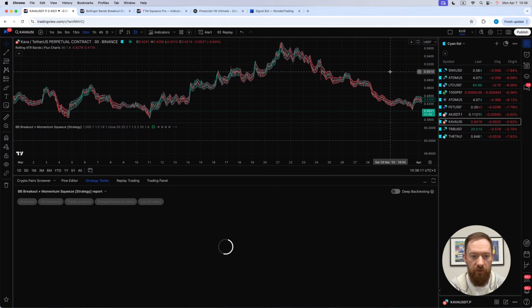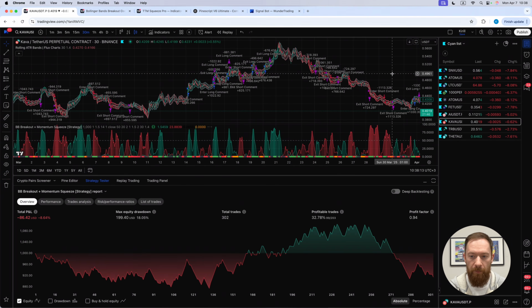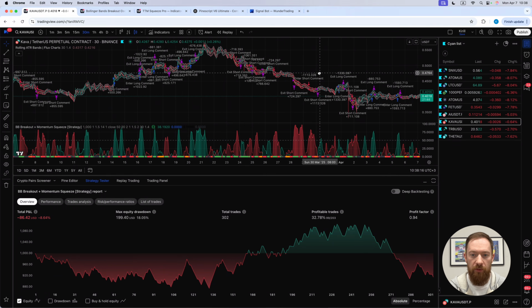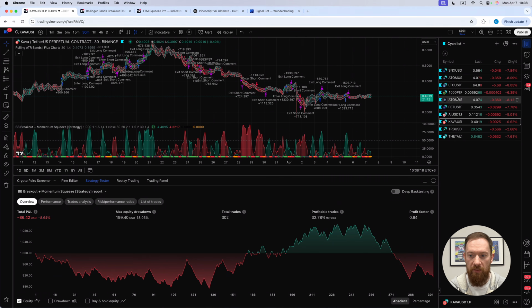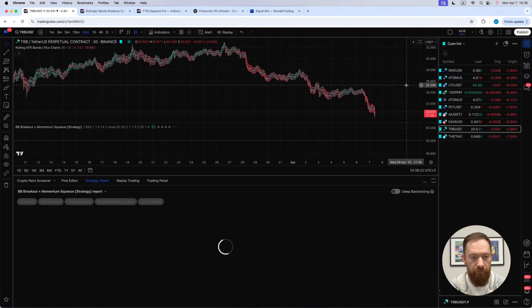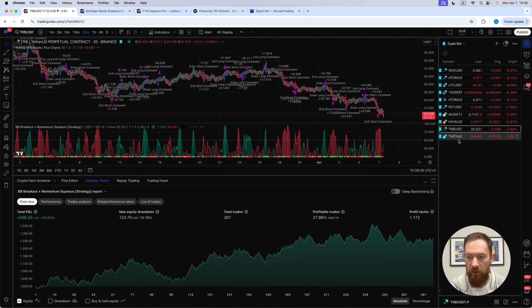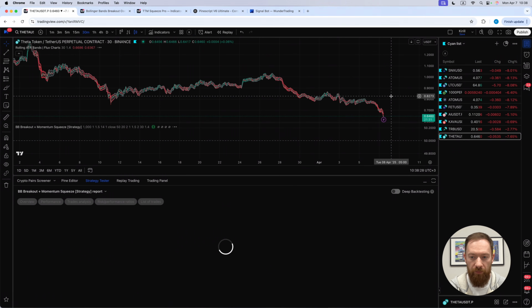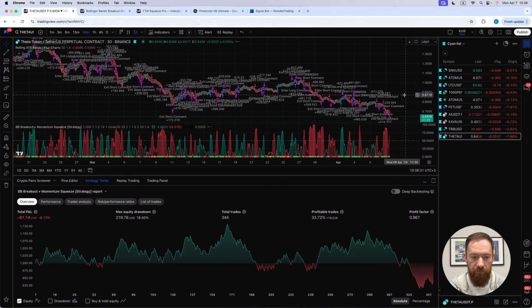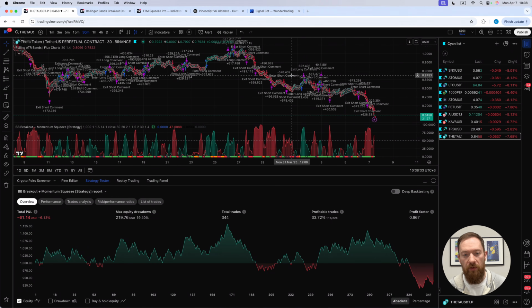Then we have Kava. Also a very similar group of assets, same as Atom and AI. TRB is actually quite good as well, yes. And the last one in my group is Fathom.